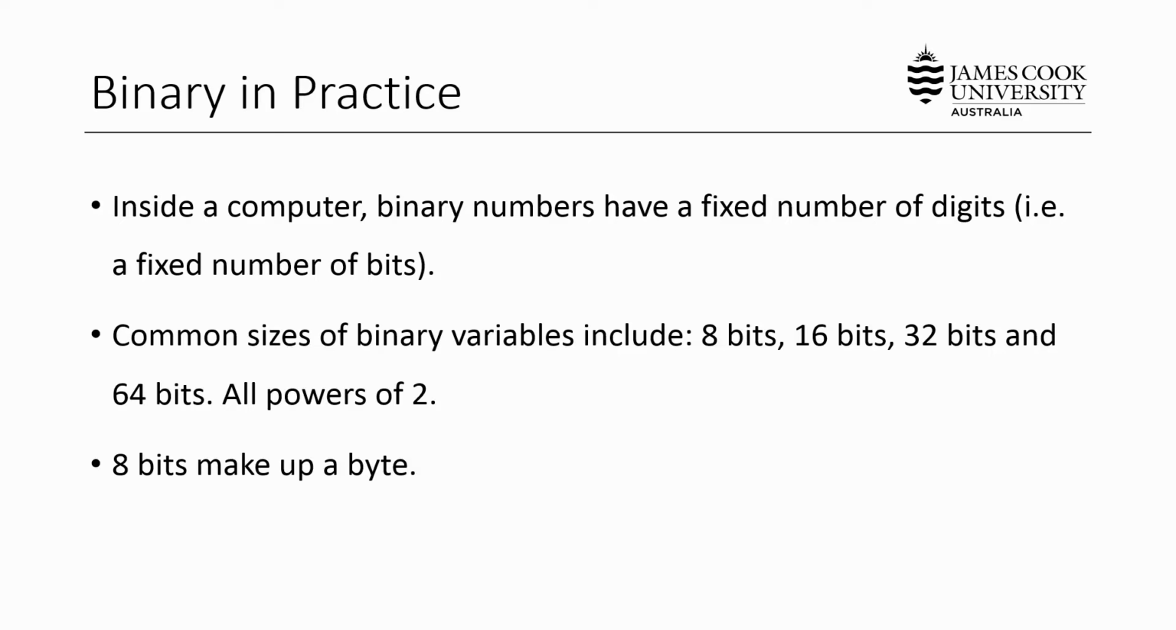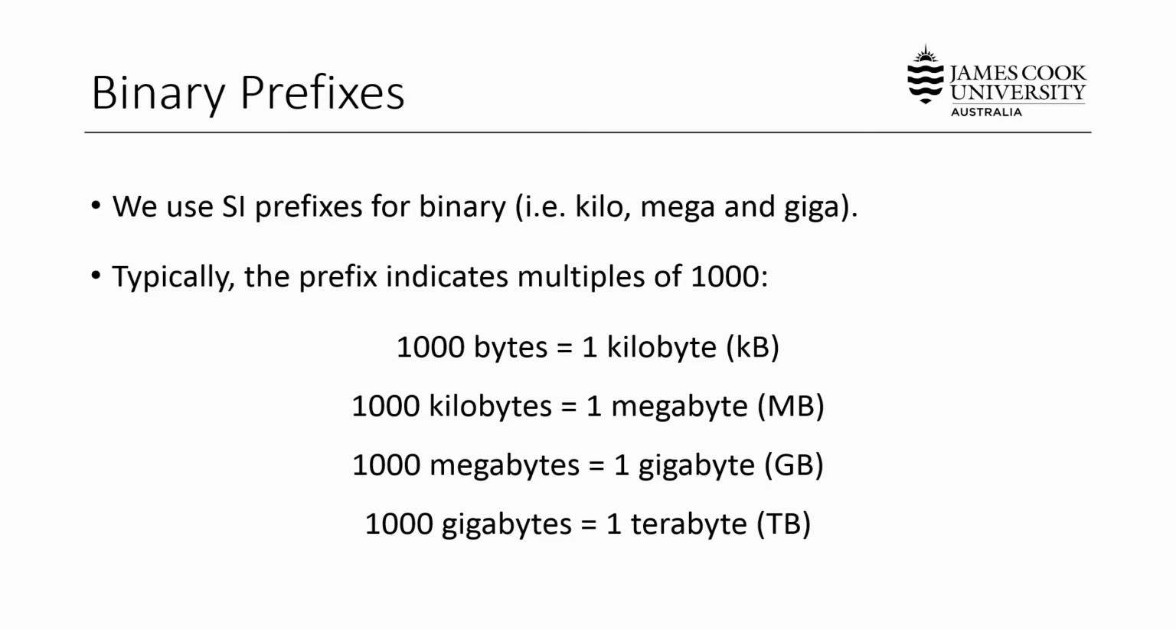It's also important to note that 8 bits makes up a byte. That's a common representation that we use in computing. And there are a number of binary prefixes, much like with meters, kilometers, and millimeters. We have the same prefixes for binary values. Typically, they stand for 1,000, right? So 1,000 bytes is equal to 1 kilobyte. 1,000 kilobytes is equal to a megabyte, and so on and so forth.